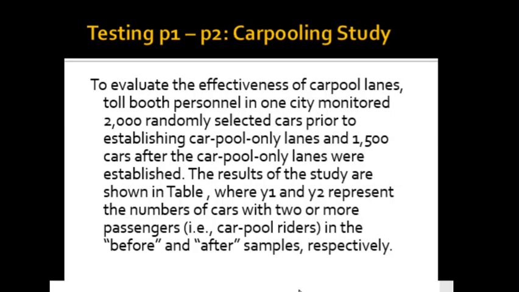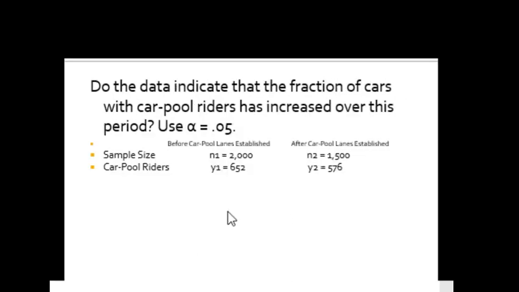To evaluate the effectiveness of carpool lanes, toll booth personnel in one city monitored 2,000 randomly selected cars prior to establishing carpool-only lanes and 1,500 cars after the carpool-only lanes were established. The results of the study are shown in the table, where Y1 and Y2 represent the number of cars with 2 or more passengers in the before and after samples, respectively. Okay, so here is what we have. Do the data indicate that the fraction of cars with carpool riders has increased over this period?